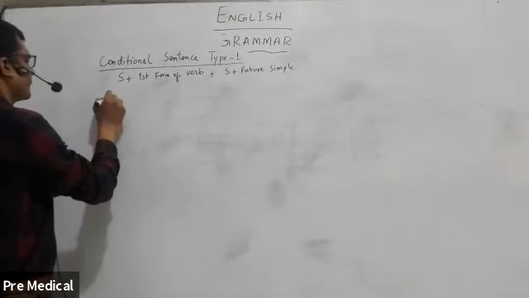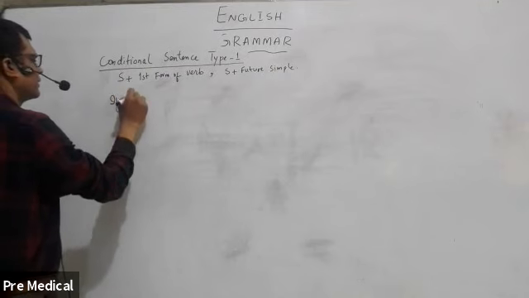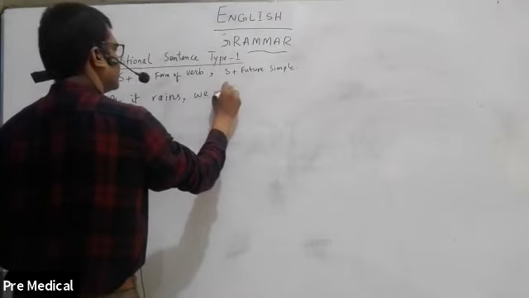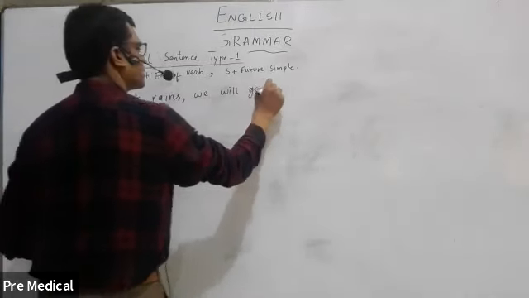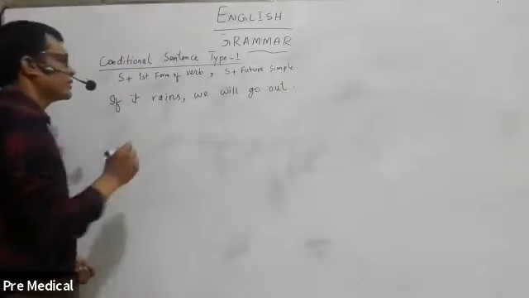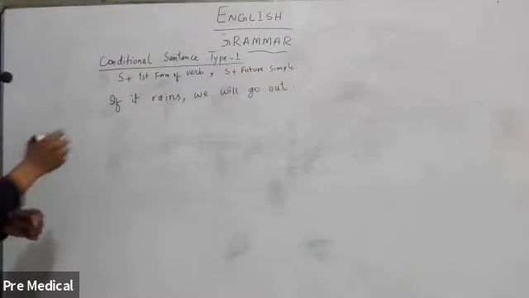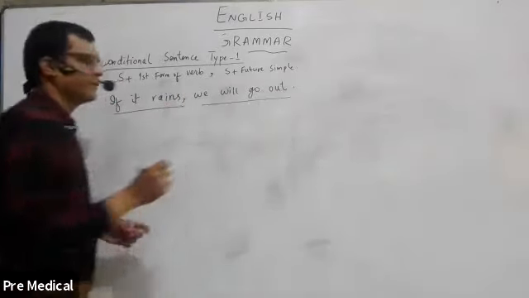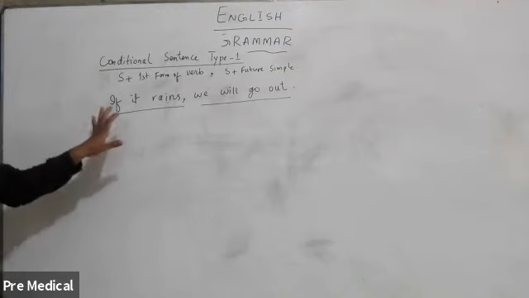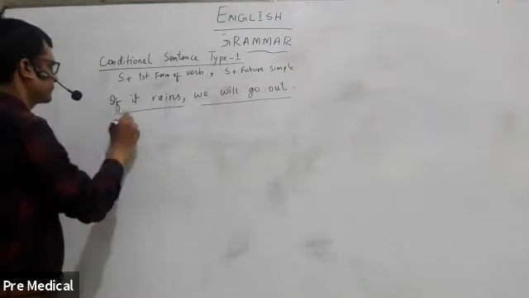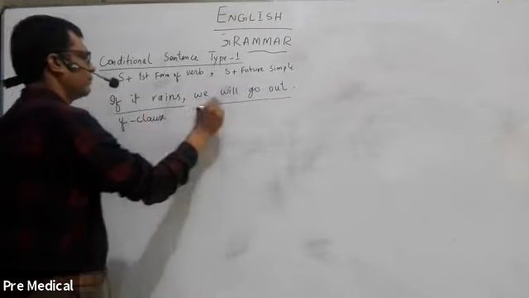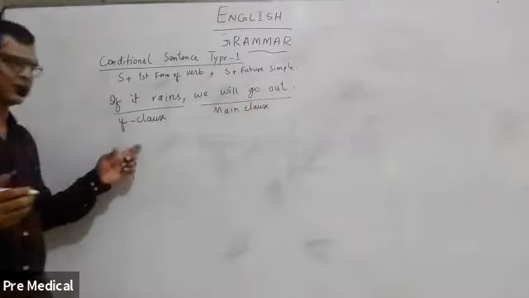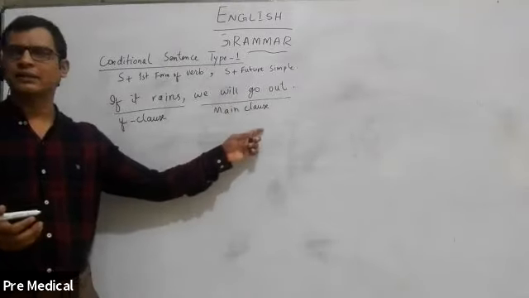For instance, if it rains, we will go out. This is one of the easiest examples. This is one part, and that is another part. The idea is the same. If clause and main clause, or dependent clause and independent clause.